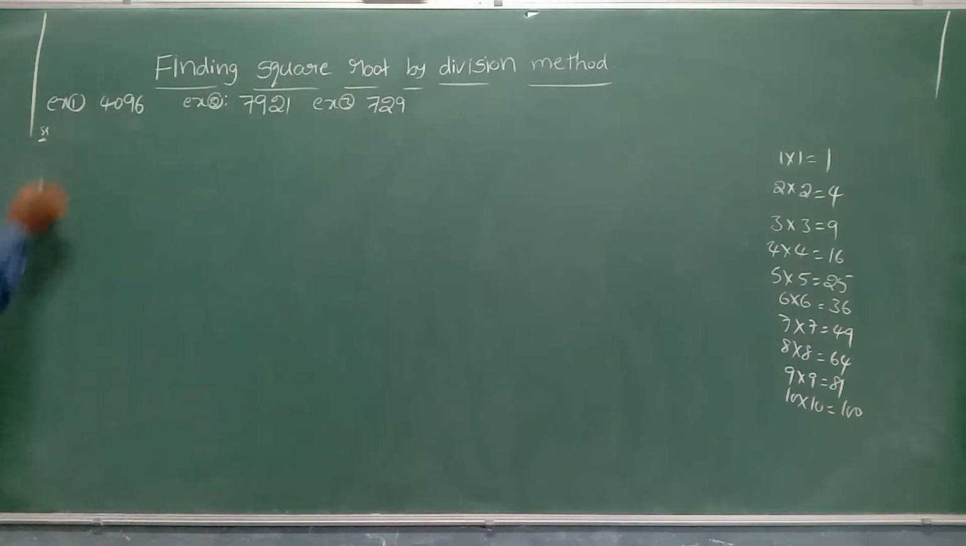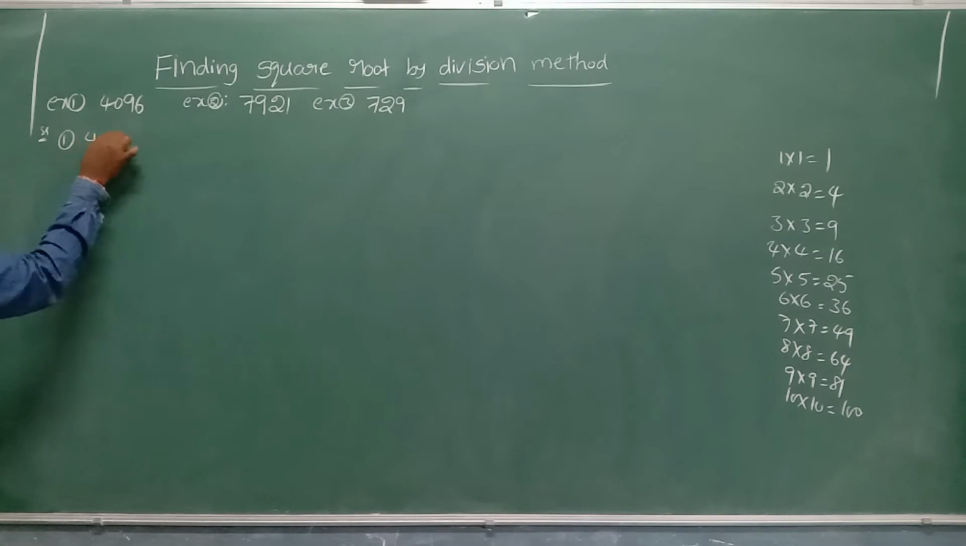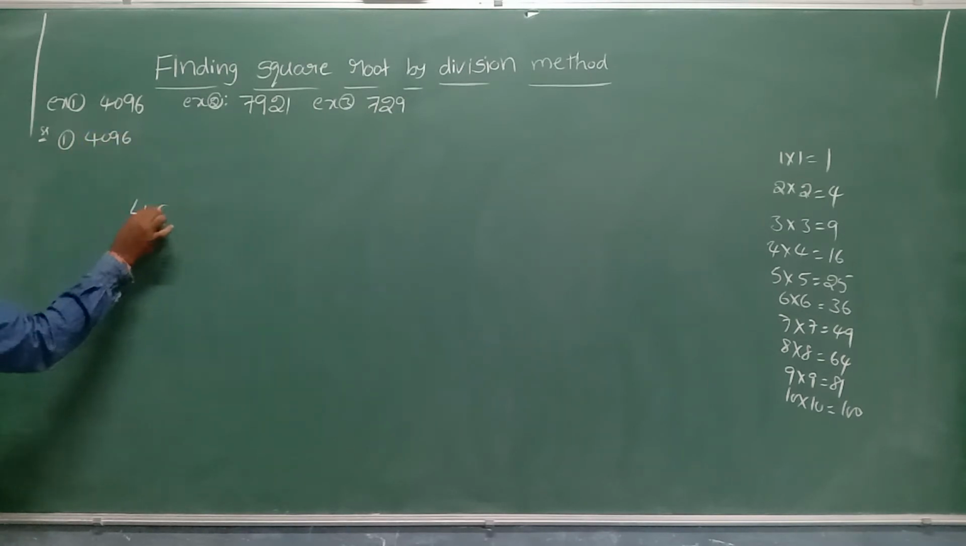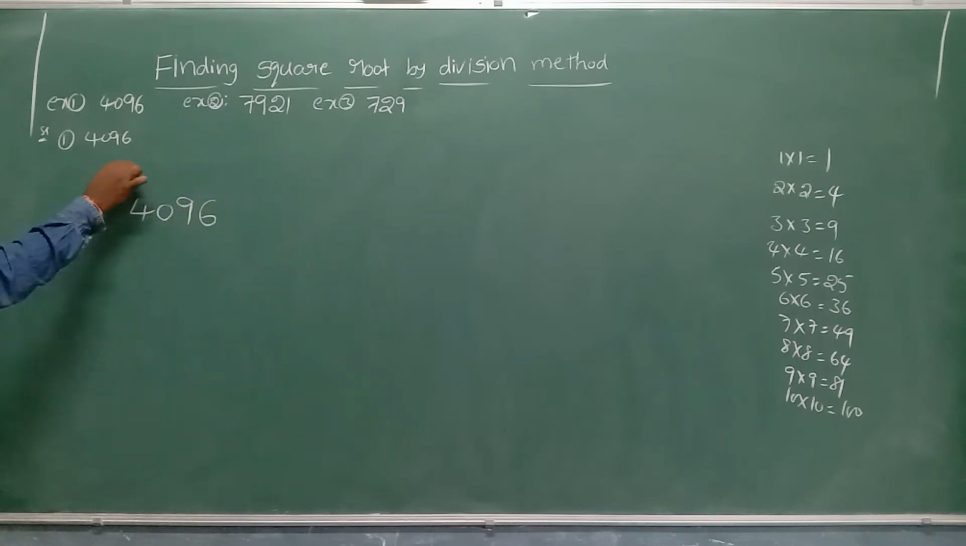So we'll see the first one here. I'm going to write the solution. What is the first number here? The first one is 4096. First we'll write the given number by giving some gap in between. So 4096. We'll keep two vertical lines for division.